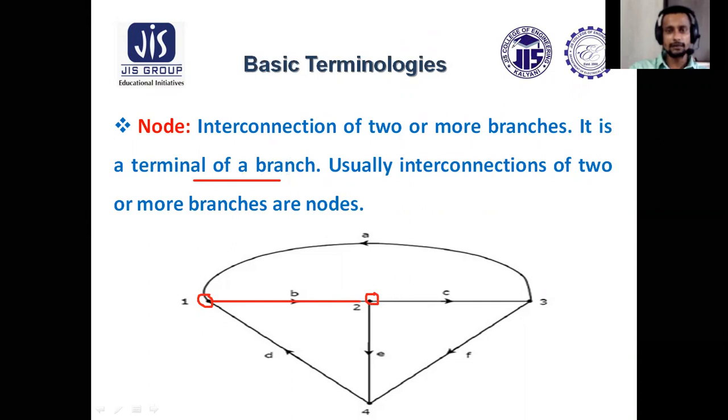Now see here, node 1, node 2, node 3, and node 4. Node 1 is the interconnection of this one, and this one. These three branches. Similarly, node 2 is the interconnection of another three branches B, C, and D. Node 4 is the interconnection of D, E, and F. Node 3 is the interconnection of C, A, and F. So a node is a point which is the interconnection of two or more branches.